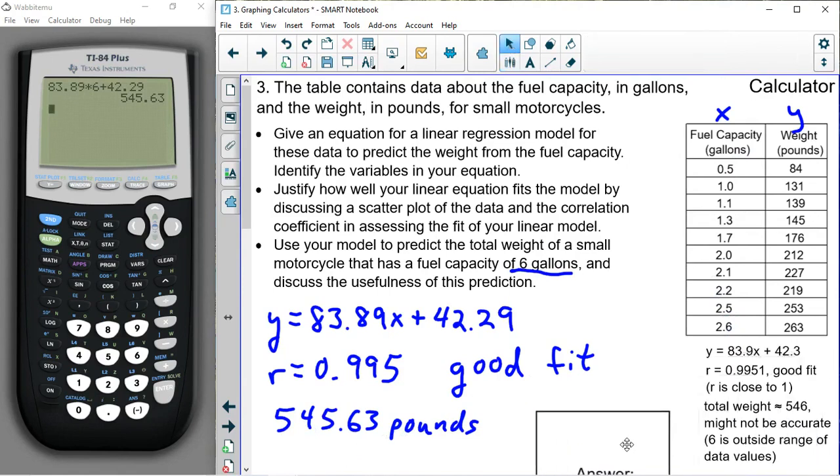Let's check the answers now. So we got 83.9x. Oh, so they rounded to one place instead of two places. I don't think in the directions it said round to the 10th anywhere, though. So I think either answer will be fine there. And then the R value, good fit because it's close to 1. And they give the total weight as being about 546, and it might not be accurate because 6 is outside the range of data values. But this 546, it didn't say round to the nearest whole number in the directions, did it? No, so I think our answer of 545.63 is completely acceptable.